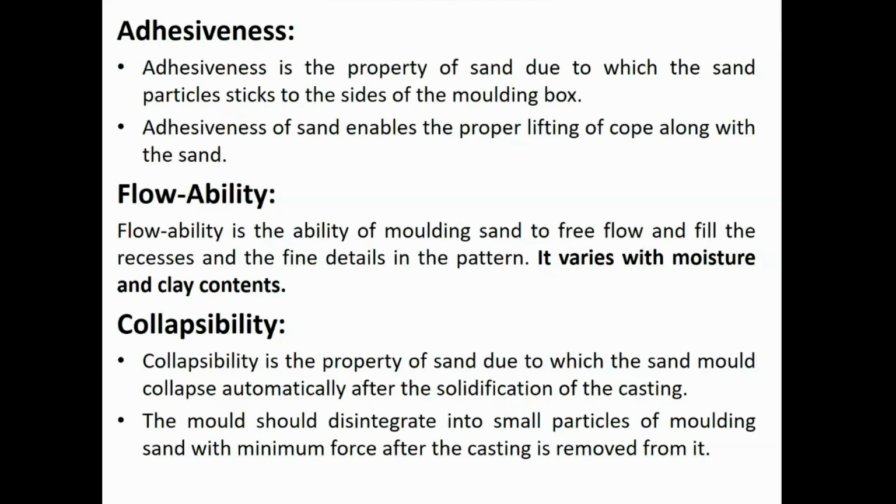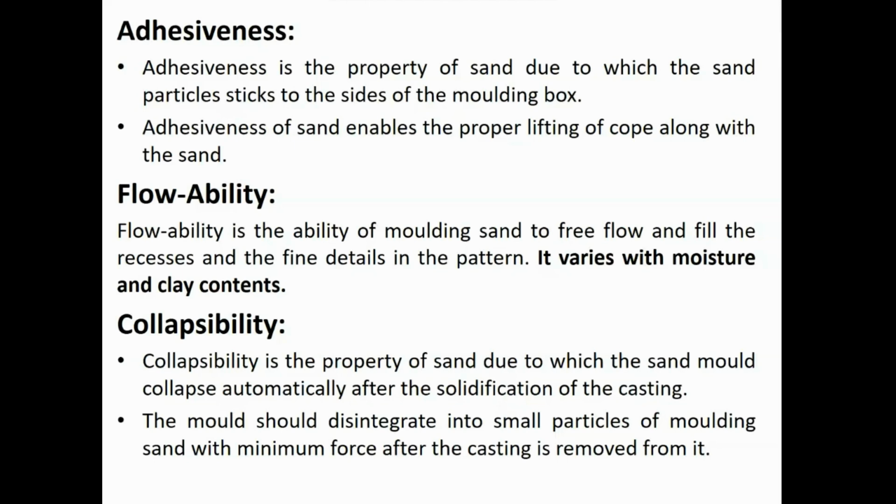Then we have another property which is called the flowability, or sometimes it is known as the fluidity, but the correct term is flowability. It is the ability of the molding sand to flow freely during the compaction and ramming, and it allows the filling of the molding sand into inaccessible areas or fine details present in the pattern area. If your flowability is poor, then during the ramming and filling of the sand into the cavity, it will not reach all the intricate portions of the cavity. Flowability varies with the moisture and clay content, so it can be controlled with the help of moisture and clay content, and it also depends upon the size of the sand particles used in making the sand mold.